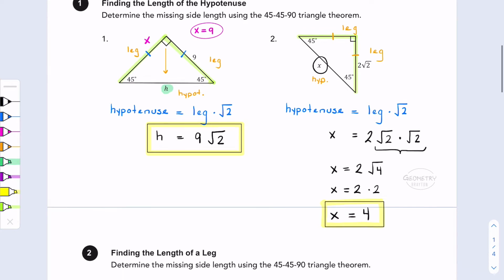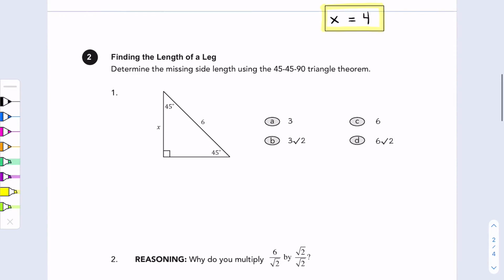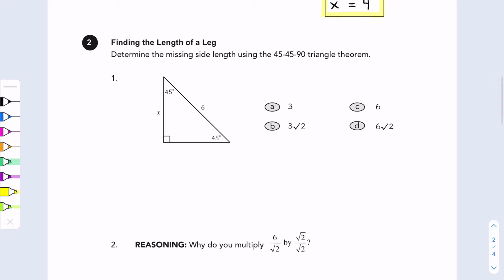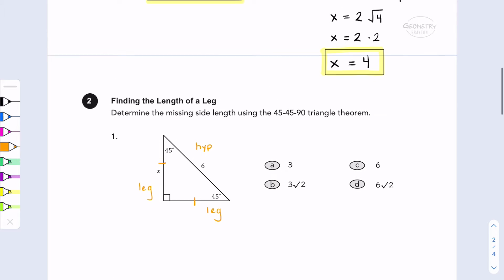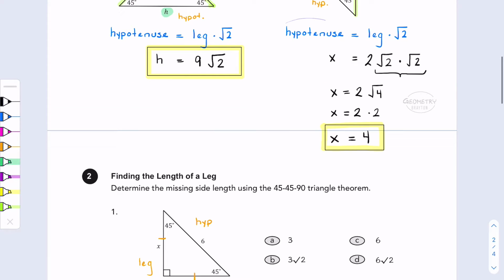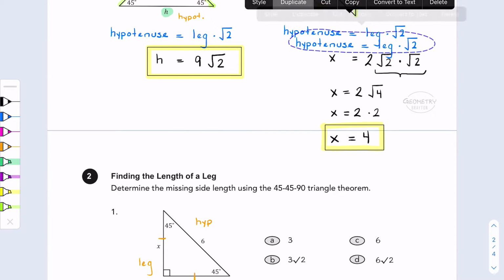Okay, next we're going to move on to determining a missing side length using the 45-45-90 triangle theorem. So instead of missing the hypotenuse, you are now missing a leg length. Let's confirm we have a 45-45-90. We do. We can label our sides. We have our hypotenuse, and we have two congruent leg lengths. So once again, we can use our formula that says the hypotenuse is equal to the leg length times the square root of 2.